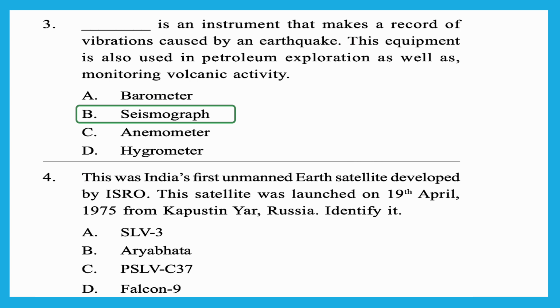Question 4. This was India's first unmanned Earth satellite developed by ISRO. This satellite was launched on 19th April 1975 from Kapustin Yar, Russia. Identify it. The right answer here is option B, Aryabhata.